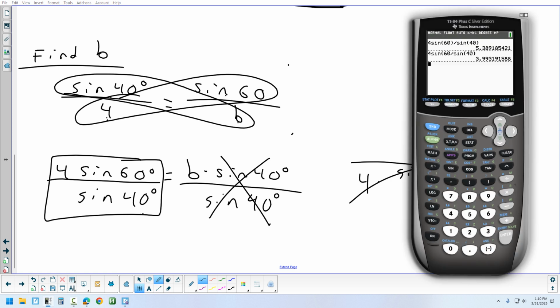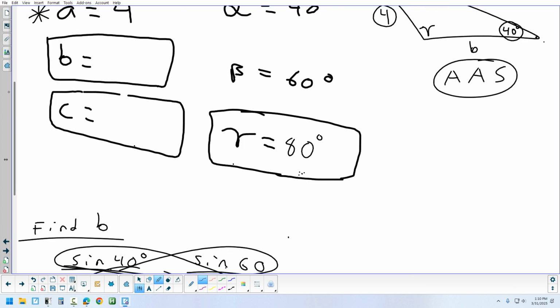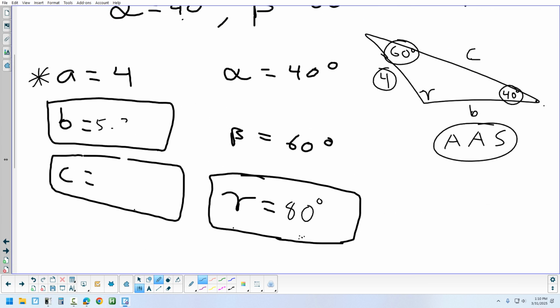5.389. Okay, so now we know 2 out of 3 of the sides. I have to find c. Can we use Pythagorean theorem to find c since we know 2 sides? Yes. No. That's my question. I don't think so.